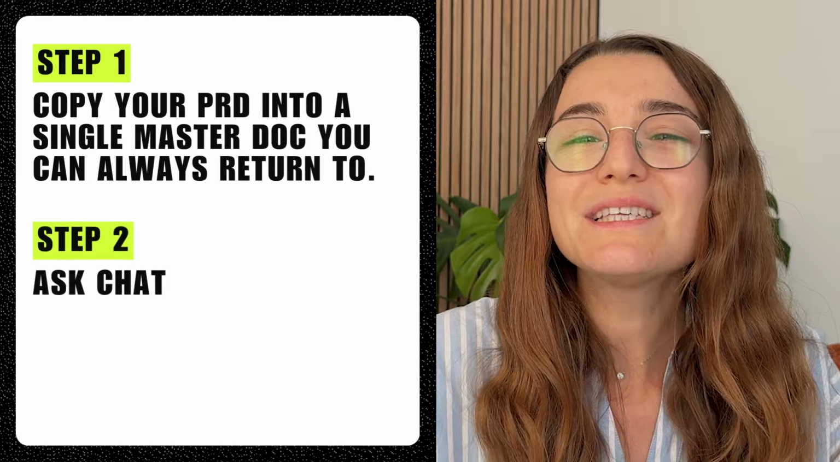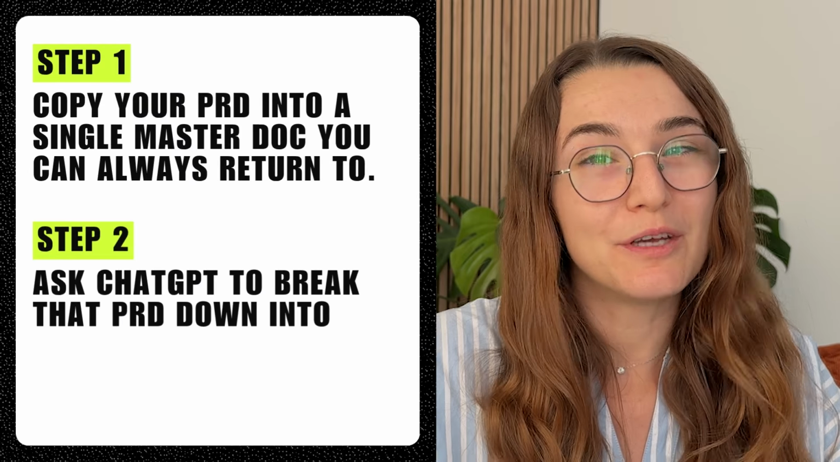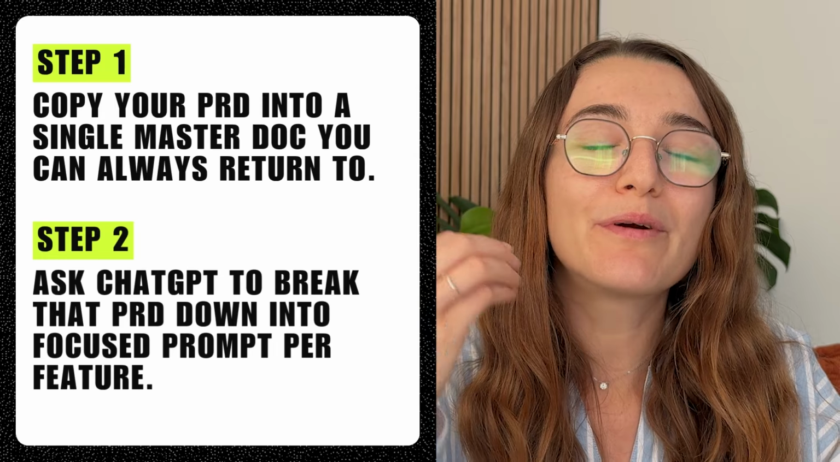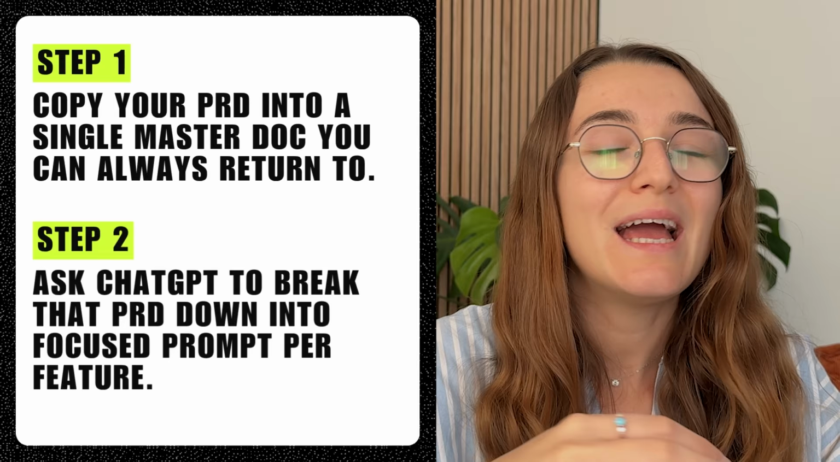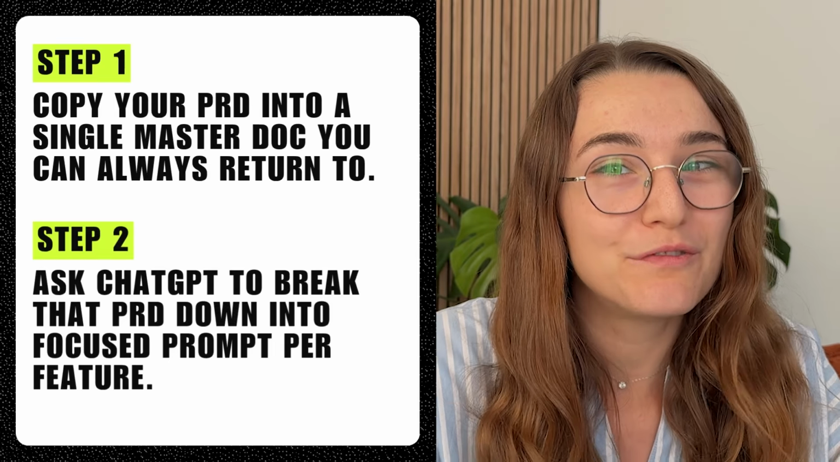Step 2, ask ChatGPT to break that PRD down into a prioritized MVP and create a focus prompt for each feature. Tell it to start with the most critical user flows first, and then move on to the extra polished user flows later. I recommend you check if what it suggests makes sense and is aligned with your PRD and how you want the product to behave.